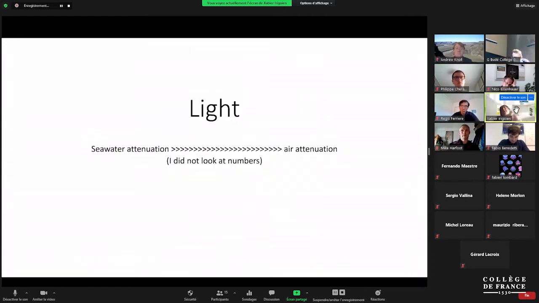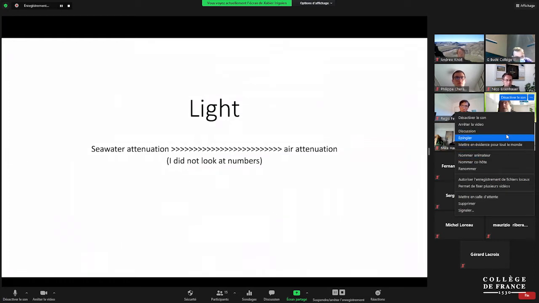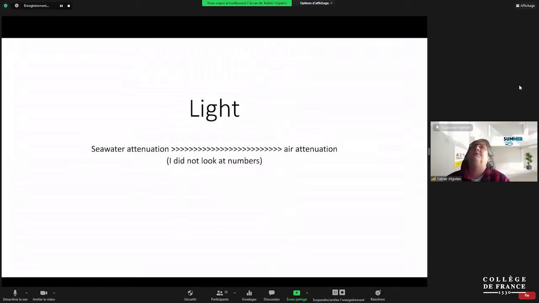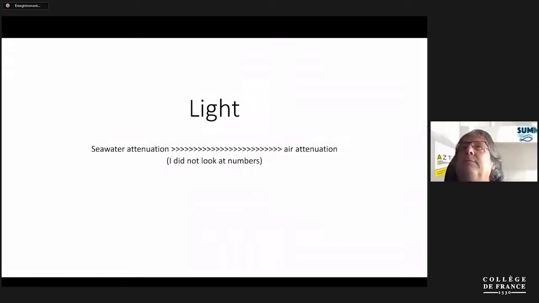The other thing I'm interested in looking at is light. And here I didn't even bother looking at the numbers. Seawater attenuation of light is much higher than air attenuation. Basically, an eagle could be seeing fish at the bottom of the ocean, whereas when you are scuba diving, you wouldn't see a shark 10 meters or 50 meters away from you. So there is a very large difference in the role of light in the ocean and in terrestrial ecosystems. It's a very constraining factor in the ocean.